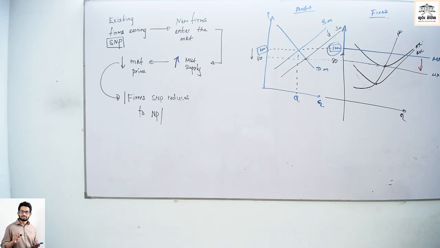In the short run, existing firms earn supernormal profit. Other firms can see this, which attracts new firms into the market. Then when market supply increases, market price starts to decrease. That supernormal profit gradually disappears, little by little, and finally the firm will end up with normal profit.